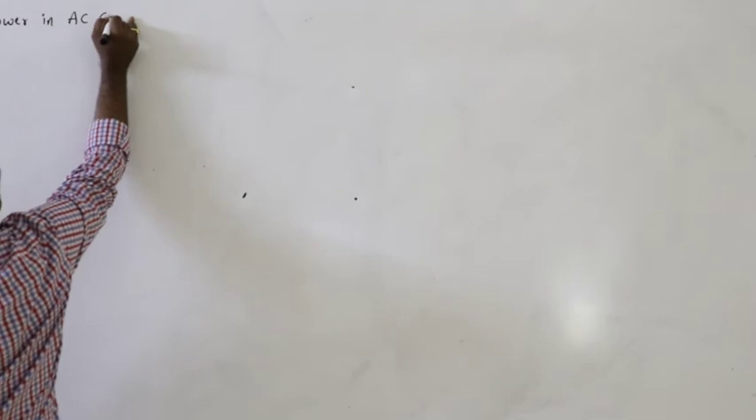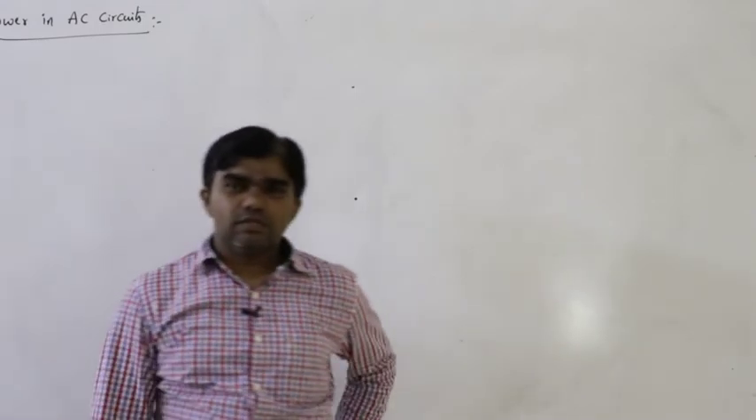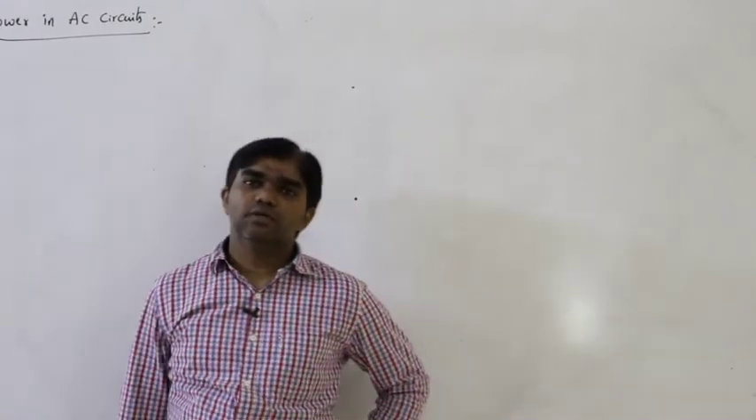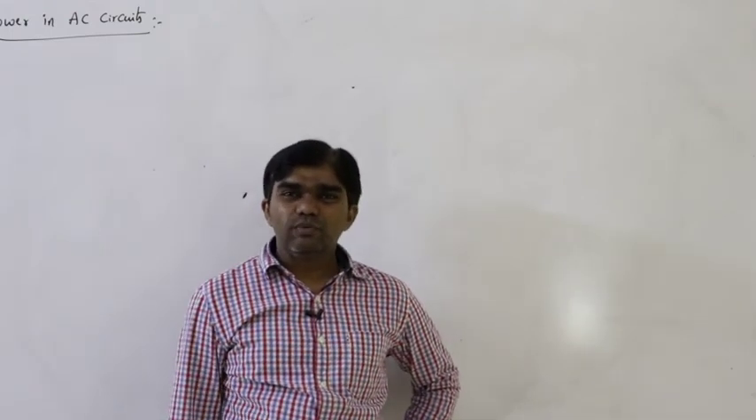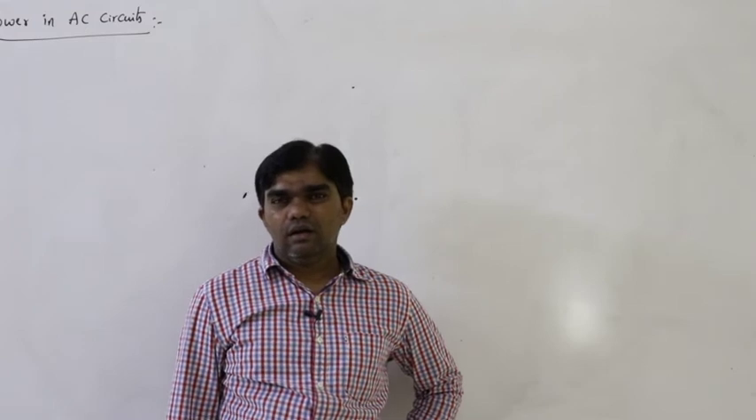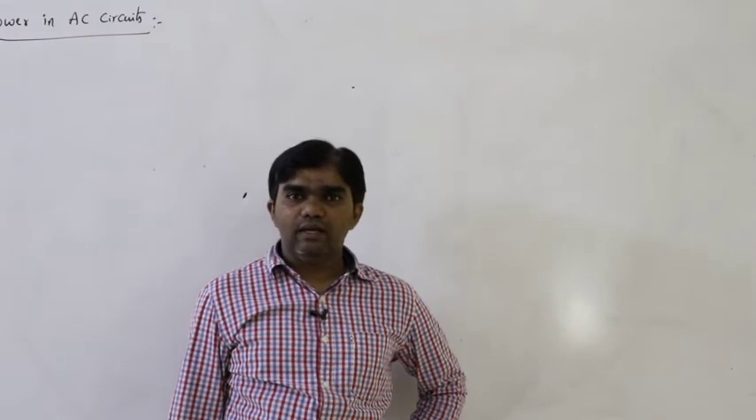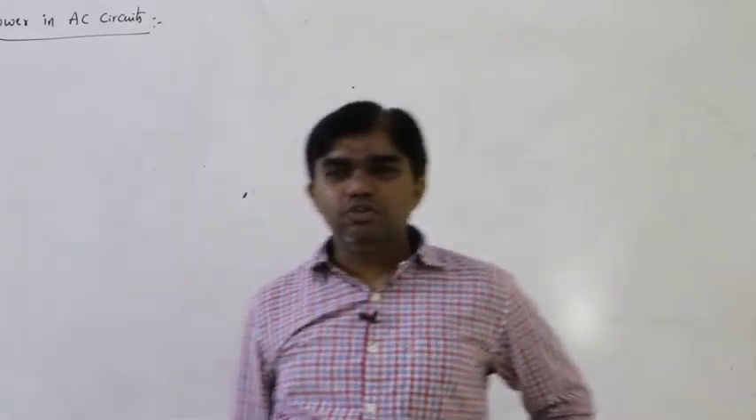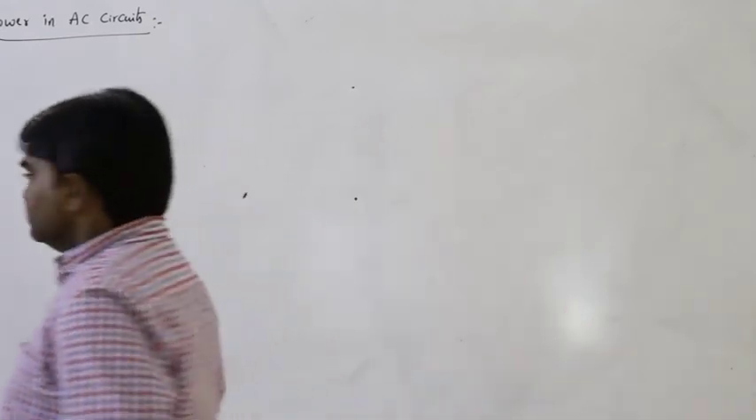Next, power in AC circuits. So how can you calculate the power in AC circuits? In the case of DC circuits, in current electricity we discussed what the power consumed due to the flow of current is: I square R or V square by R, VI, like that. So here also we can discuss the power consumed in these AC circuits.